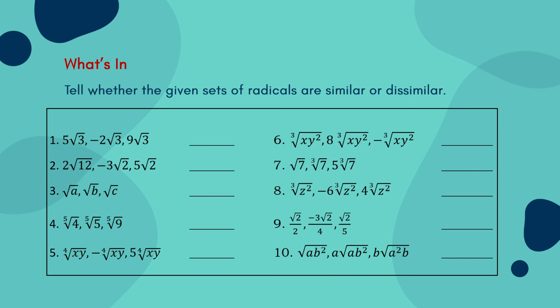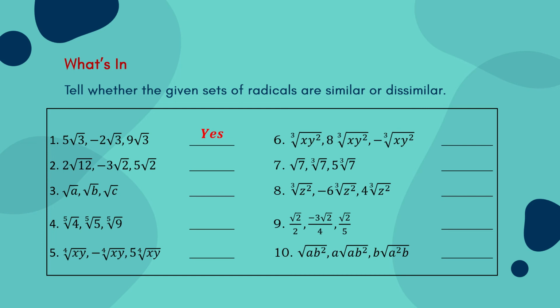Okay, example number 1. Is it similar or not similar? Number 1 is given: 5 square root of 3, negative 2 square root of 3, 9 square root of 3. What have you observed? They are all square root of 3, so the same radicand and the same index. Though the numbers outside are different, by our standard rules for similar radicals, same index and same radicand, it satisfies the conditions. So it is yes.